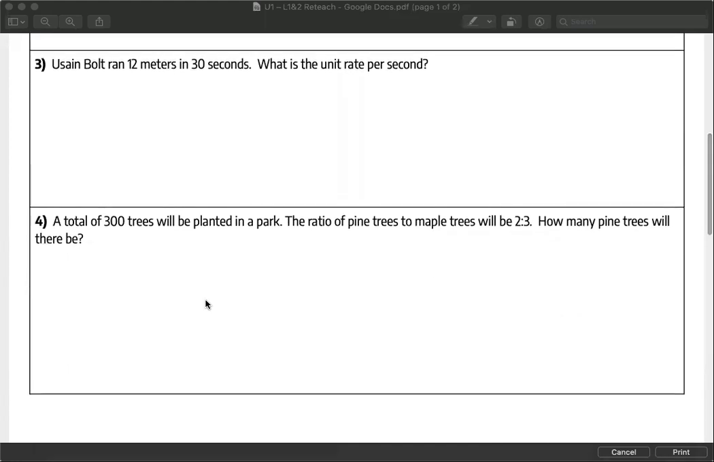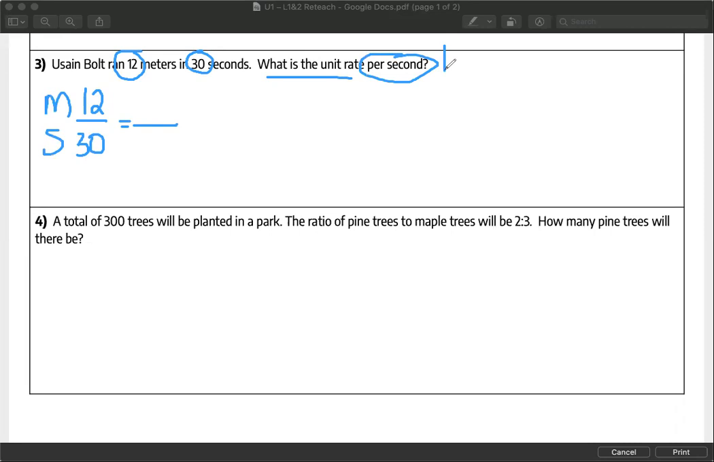All right, number 3. Usain Bolt ran 12 meters in 30 seconds. What is the unit rate per second? So our initial ratio is 12 meters for 30 seconds, so meters and seconds. The question asks, what is the unit rate per second? So we are solving for the rate per second. Even though there's not a number there, the per tells us that it's per 1 second. So the 1 is going to go with the seconds, which means we are solving for the meters.